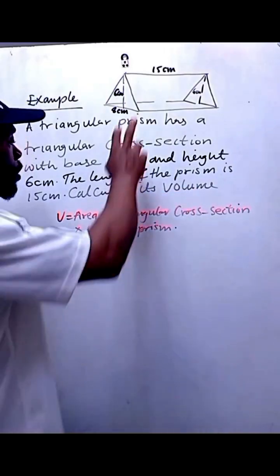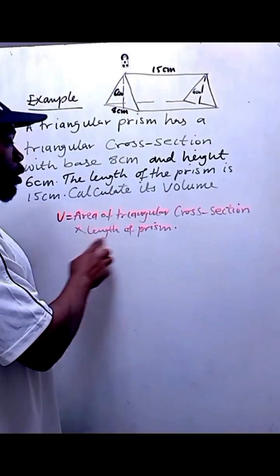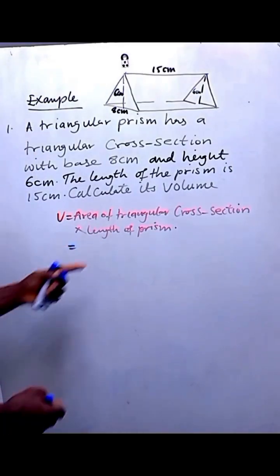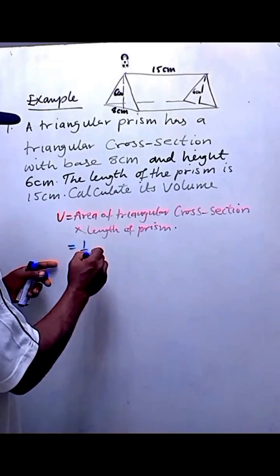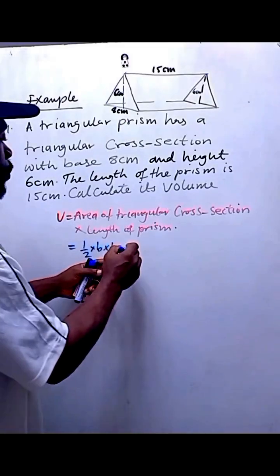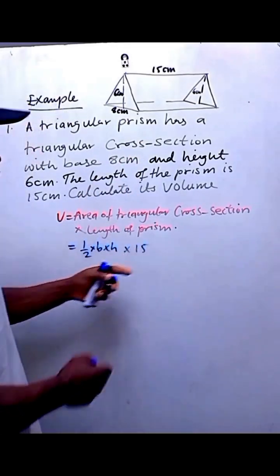The volume of the prism is equal to the area of the triangular cross section multiplied by the length of the prism. And the area of the triangular cross section is the area of a triangle, which is 1 over 2 multiplied by base multiplied by height, multiplied by the length of the prism, which is 15 centimeters.